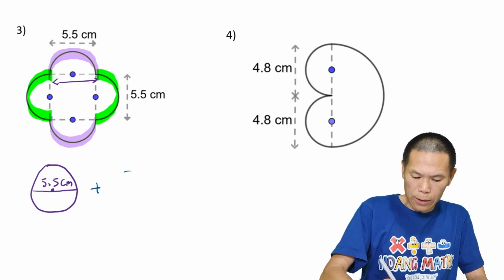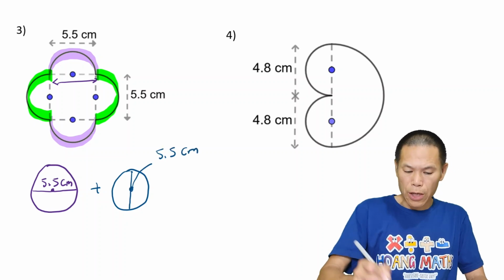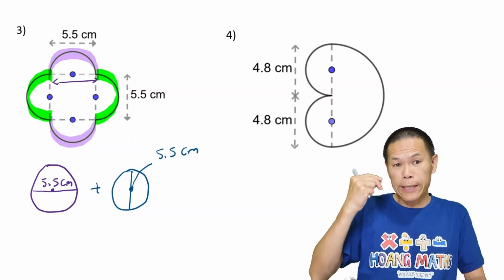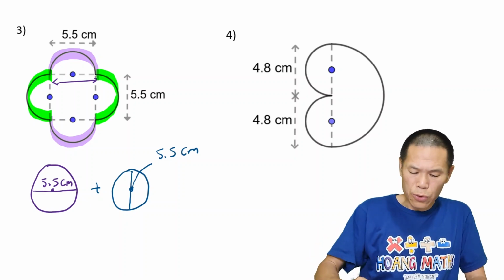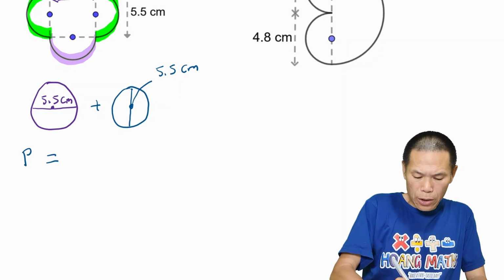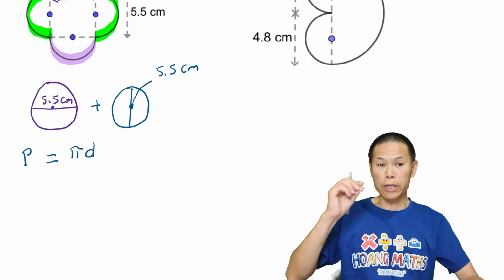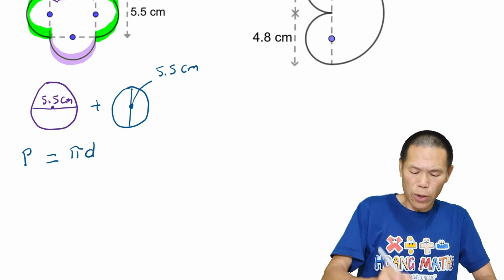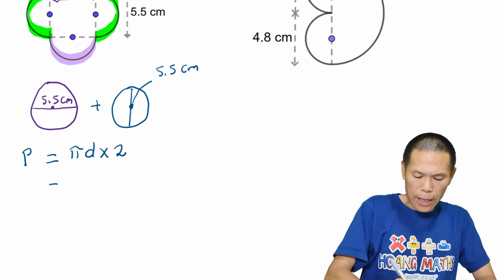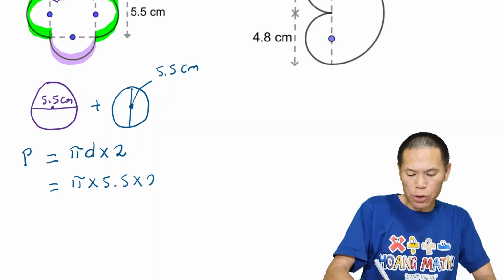So we just add this circle, and the diameter is 5.5 centimeters as well. So there you go. That becomes 2 circles altogether because they both have the same diameter. So what I do, I just write P. P, perimeter, is pi d because we already know the diameter. That gives us 1 circle, and 2 of them exactly the same, which is times 2. So that is pi times the diameter, 5.5, times 2.